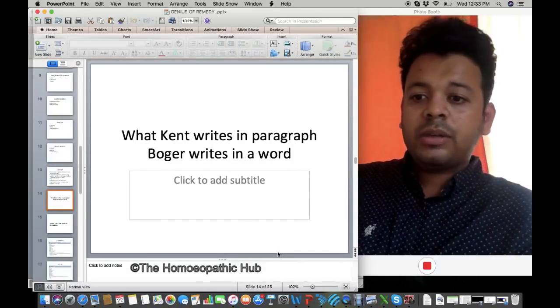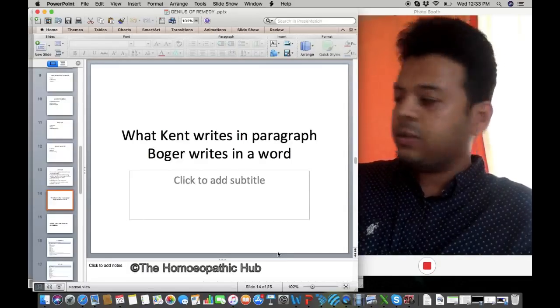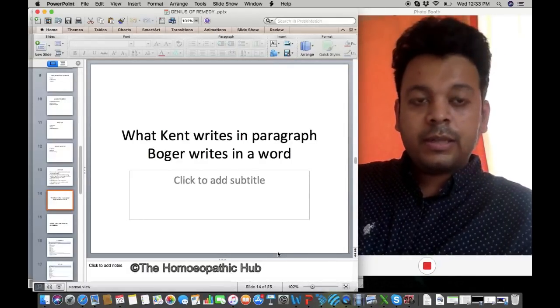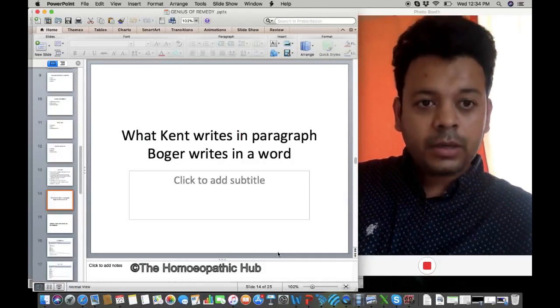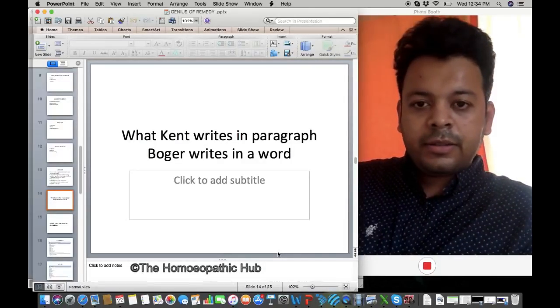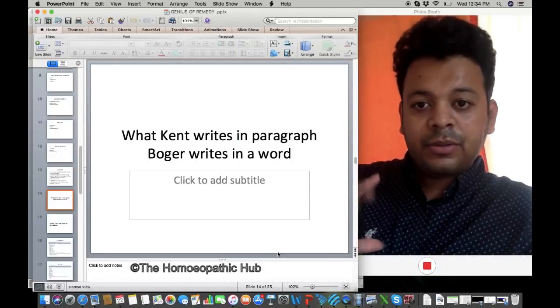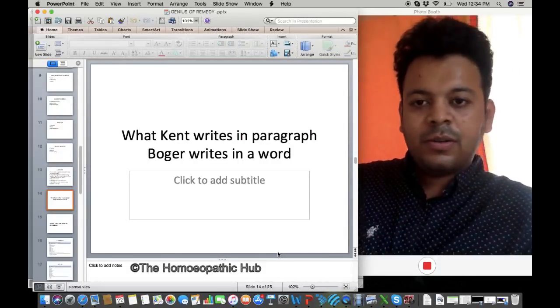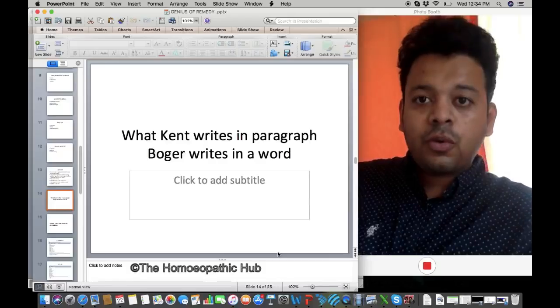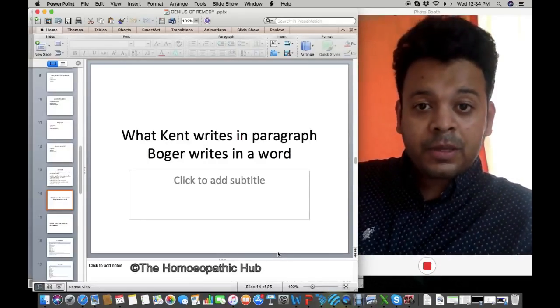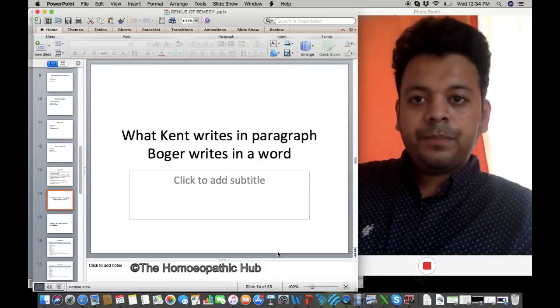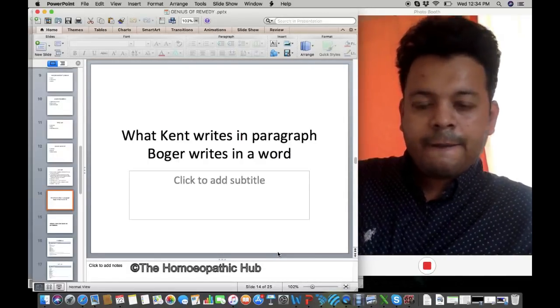But if you really want to understand genius, there is only one book which has given it. That's Boger. Boger has written about it in detail. What Kent writes in 15 pages, Boger writes in only 1 or 2 words. So my first suggestion to you is, if you want to understand the genius of the remedy, get the book Boger's Synoptic Key or the book Phatak's Materia Medica.